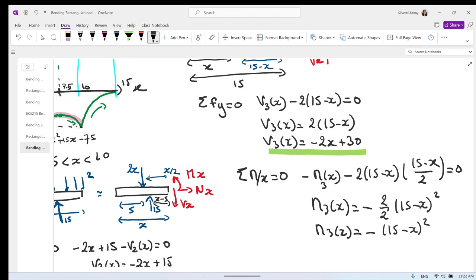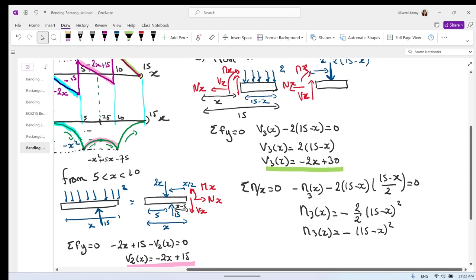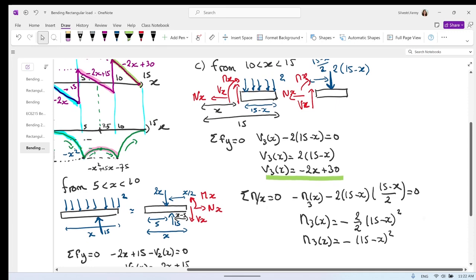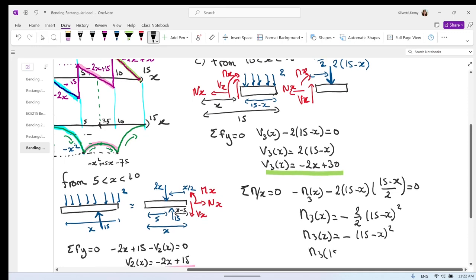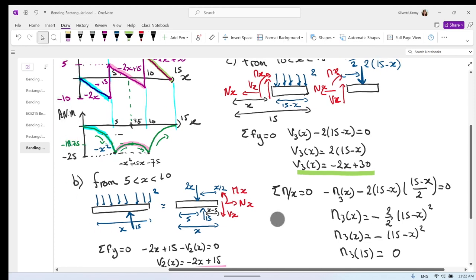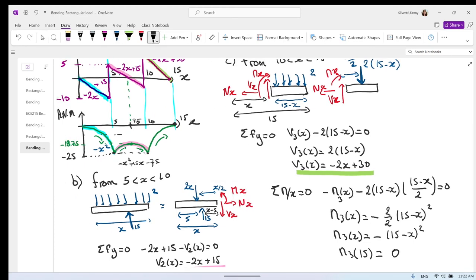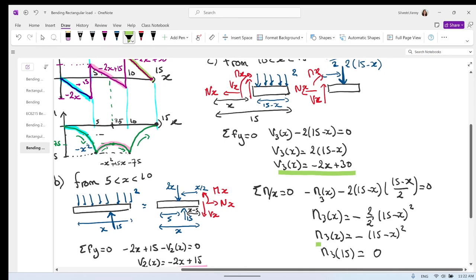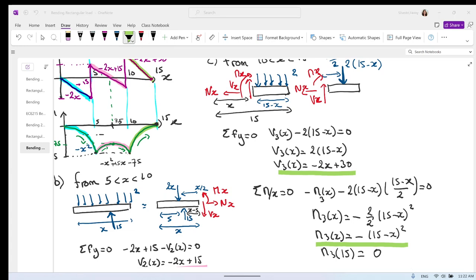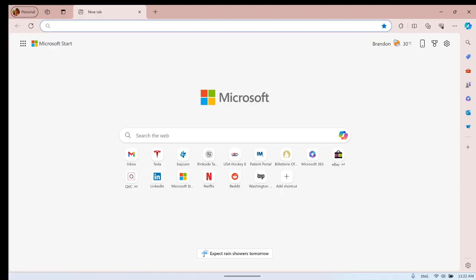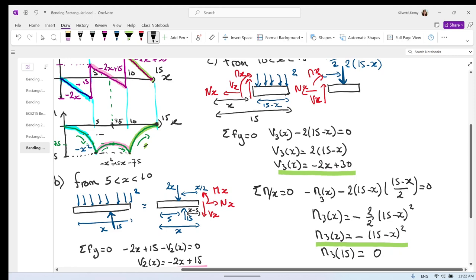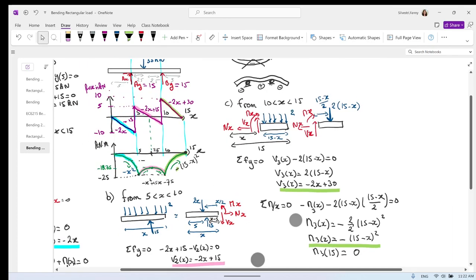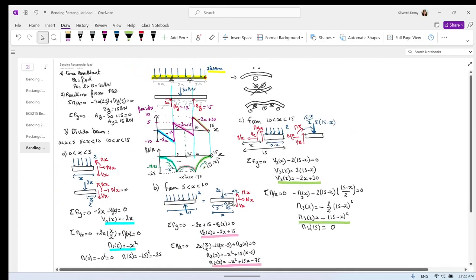You can develop it or you can keep it this way. What is interesting to see is when we replace x by 15, M3 of 15, we get 0, and that is what we want because we are at this point. And this is the equation for this part of the moment. I can write it there: minus 15 minus x squared.